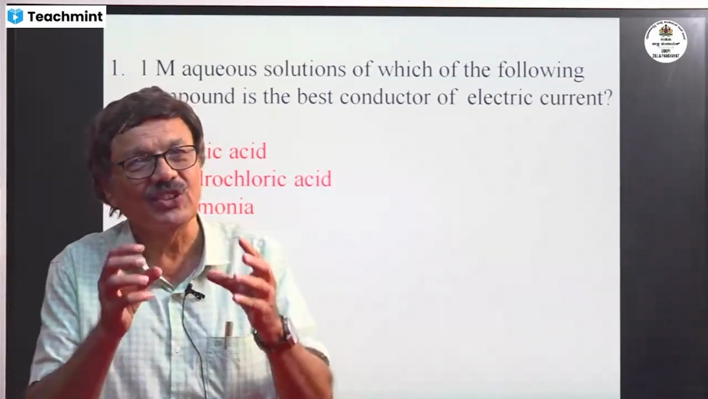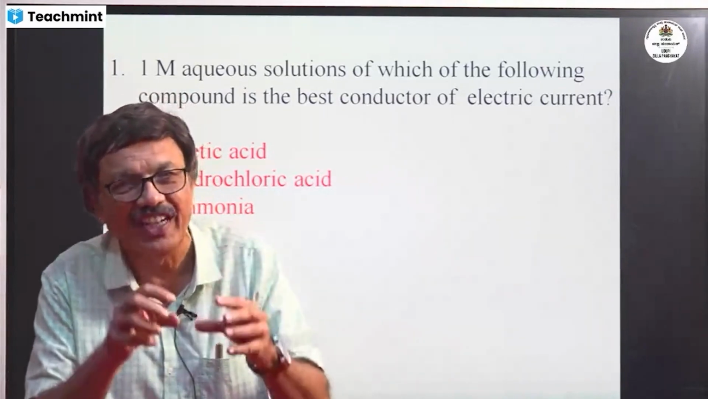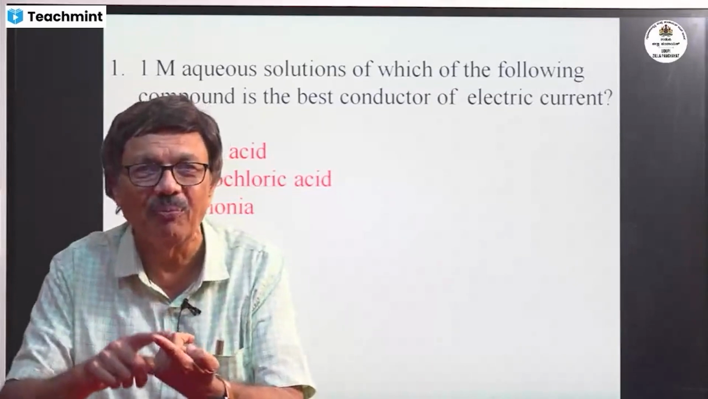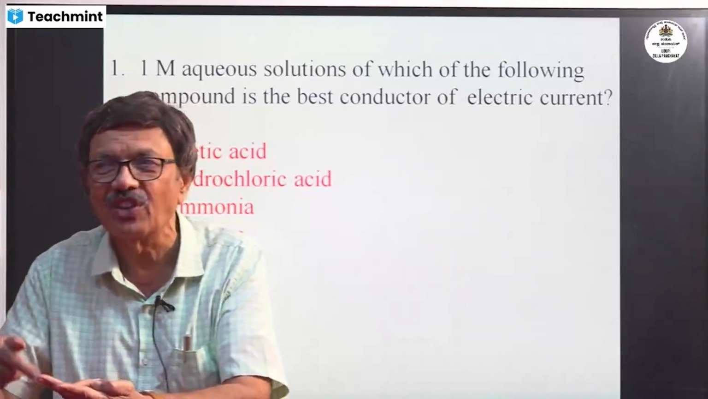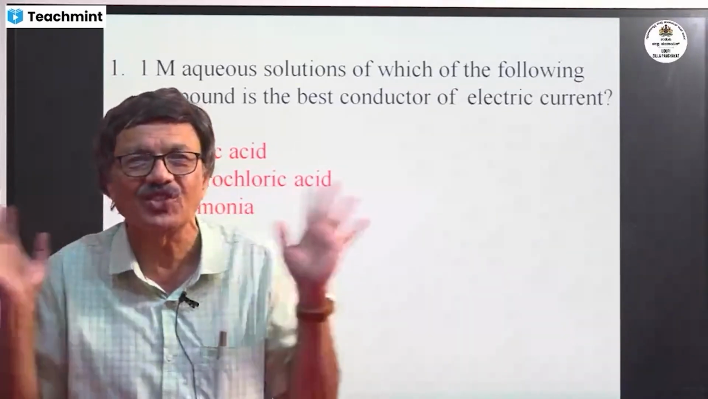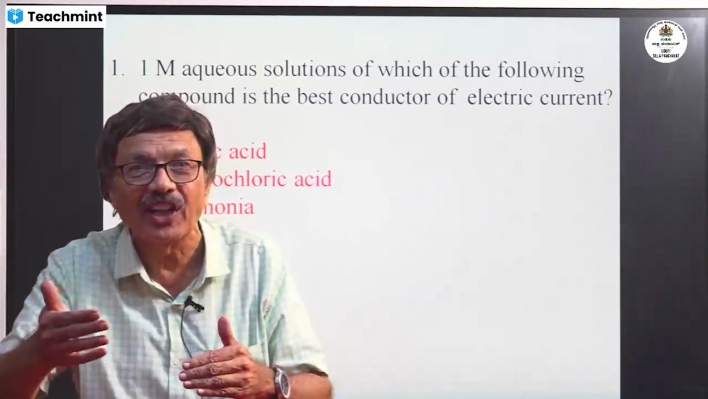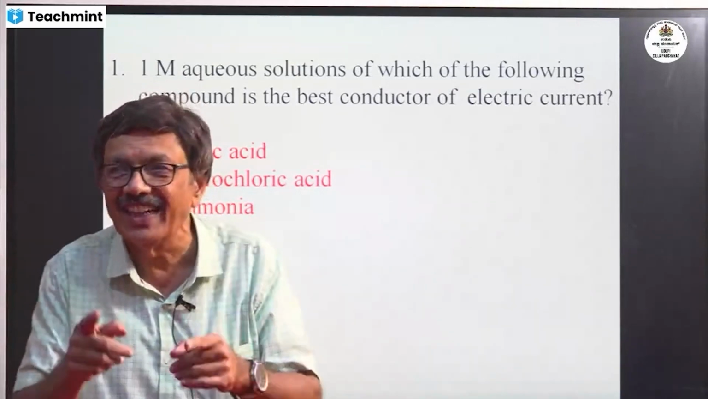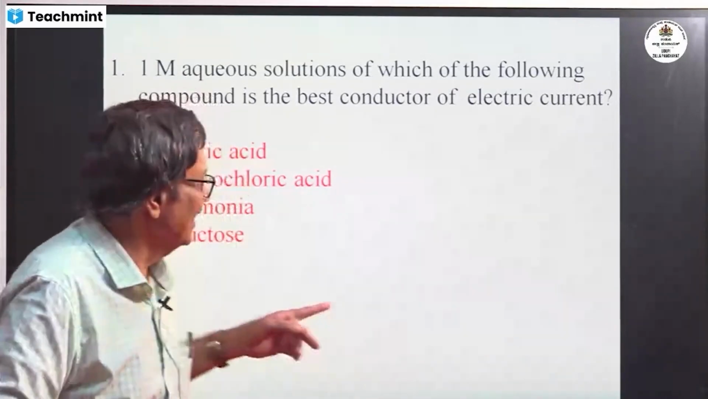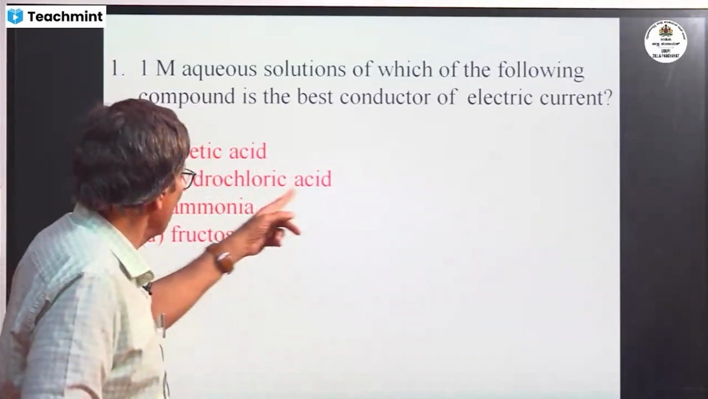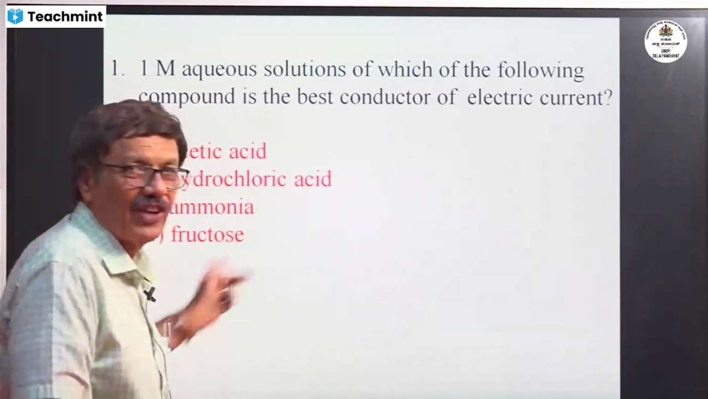Ions, though they are present in the solid state, will have freedom to move only when you melt it or only when you dissolve it in water. That's what we call aqueous solution. Then whichever furnishes more number of ions, obviously, the conductance will be more. Now let us see the compounds that are given: acetic acid, hydrochloric acid, ammonia, fructose.